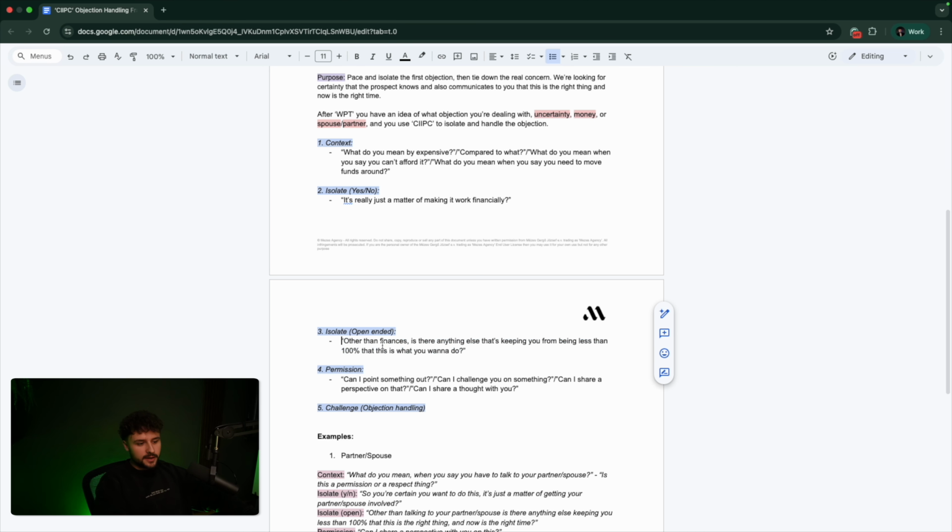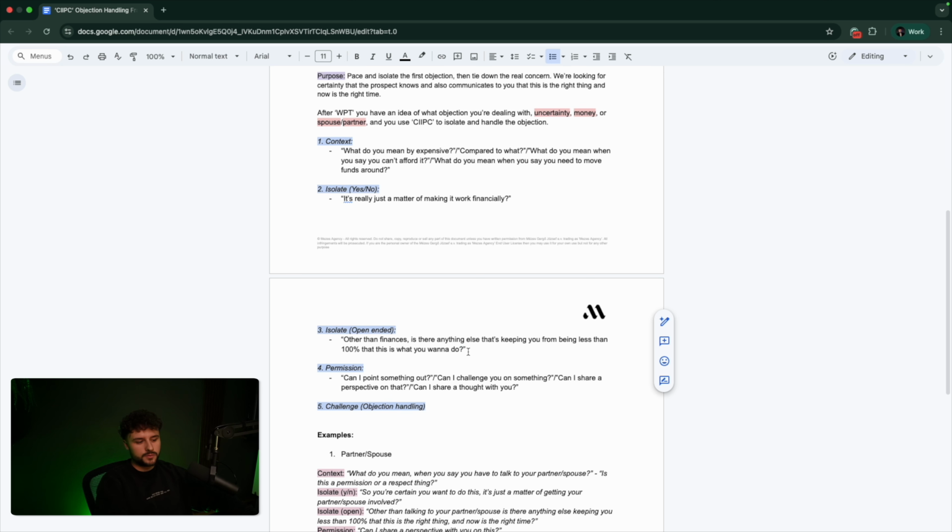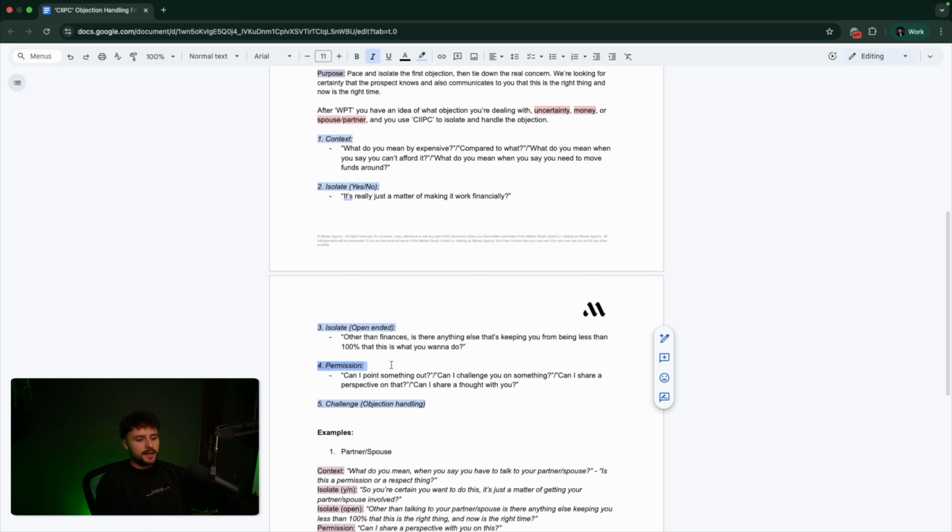Now, let's just say that they again say no, nothing else is keeping them from being less than 100% certain that this is what they want to do, right? And then we go for permission, because anytime we want to reframe a thinking of a prospect, or handle any objection, as a matter of fact, we always ask for permission first. Now, why do we do that? Because if we give our opinion, that may come across as an unwanted opinion.